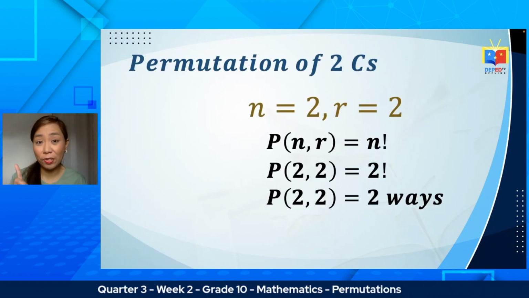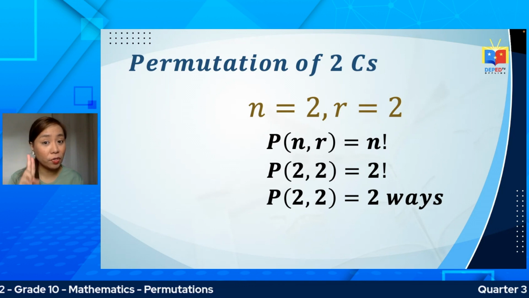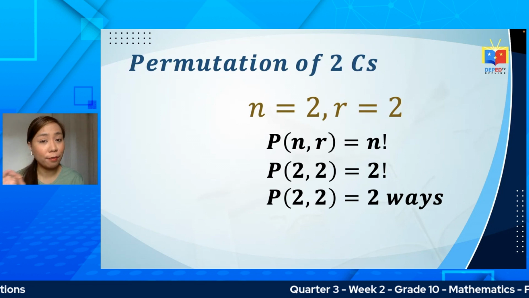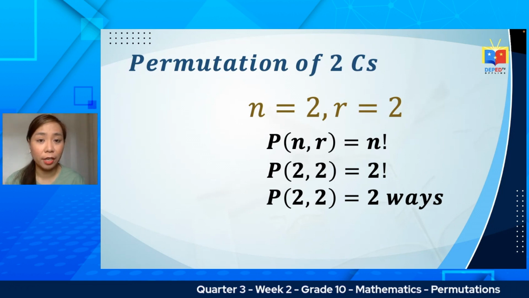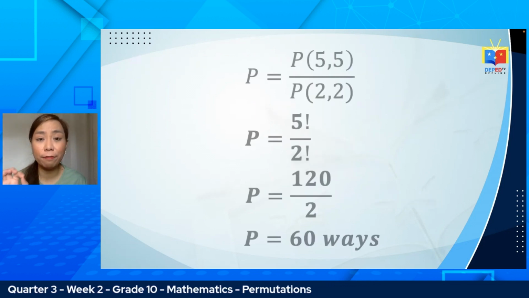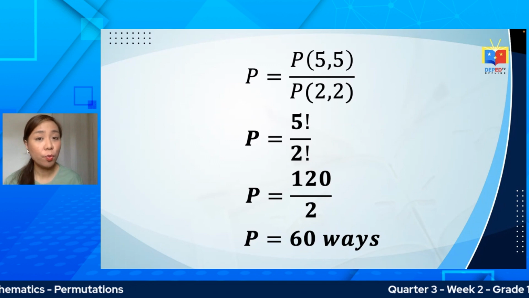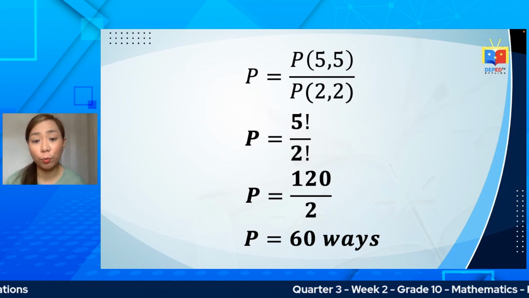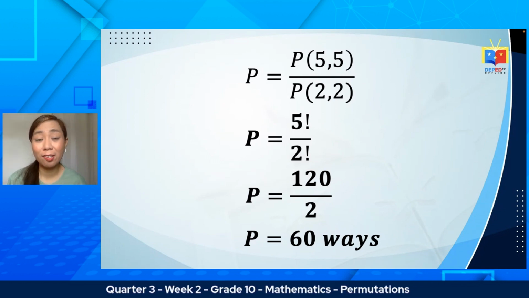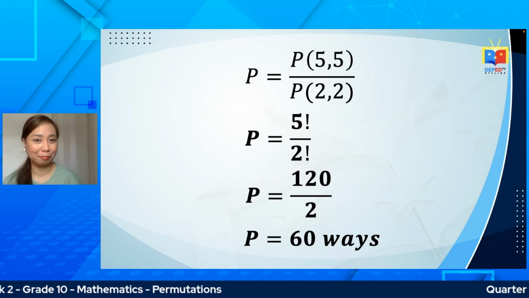So because there are 2 C's, we now have to get its permutation. There are 2 C's, so n and r will be 2. And n factorial will be 2 factorial. Therefore, 2 ways. This number will be used to divide our original permutation 5 factorial. So in this way, we now have 120 divided by 2, which is 60 ways. So there are 60 unique arrangements of the letters from the word check.